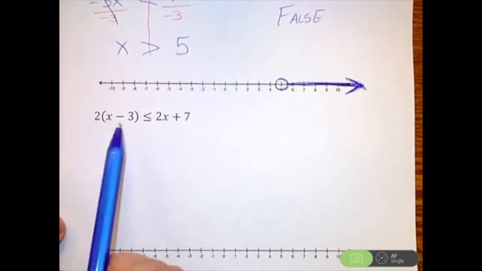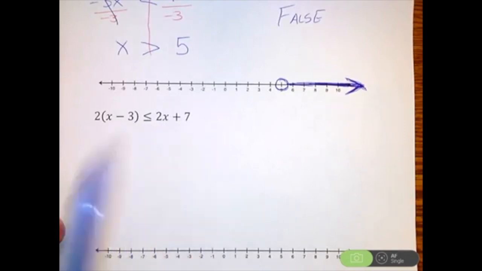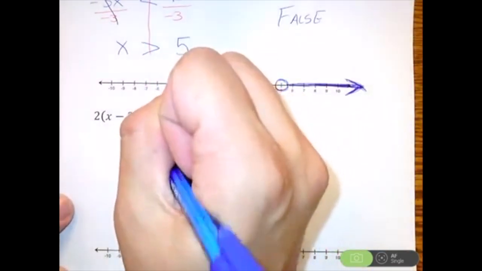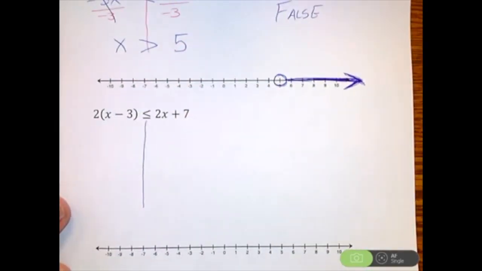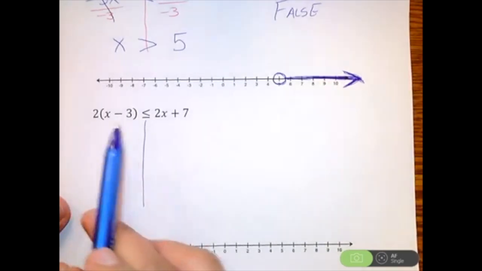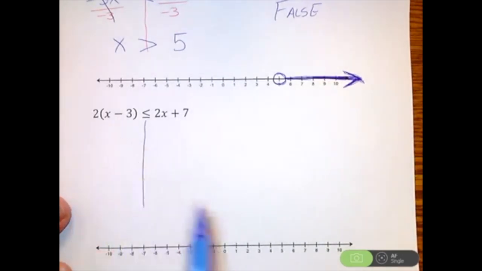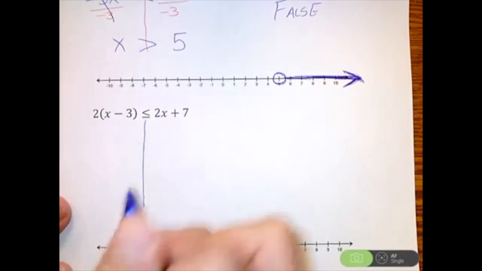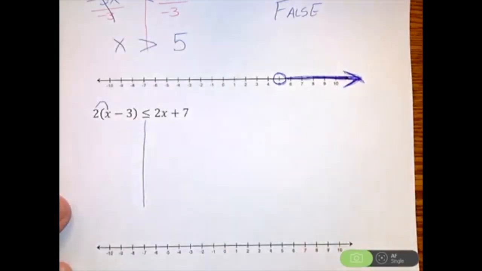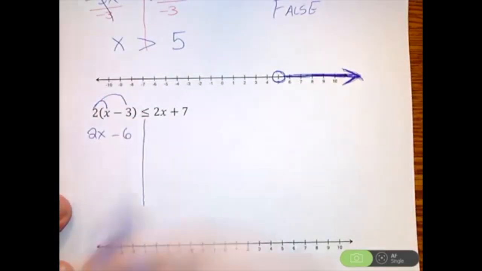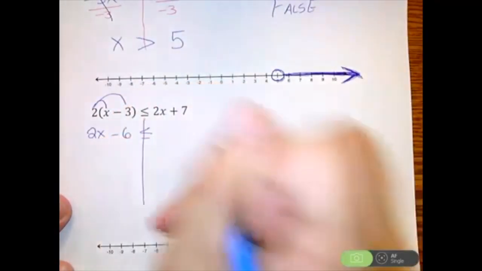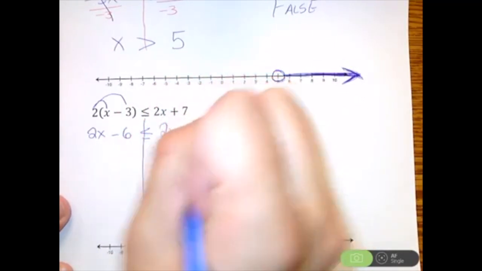So I have 2 parentheses, x minus 3 is less than or equal to 2x plus 7. A lot going on here. Still using those basic solving skills we use when we're solving equations. So first thing I'll do is when I see parentheses, I'm going to distribute here. I'm going to multiply this 2 all the way through. So I'm going to take 2 times x, which is 2x. I'm going to take that 2 times that -3. 2 times -3 is -6. So all I was doing is distributing. Nothing changes with the inequality. Nothing changes on the right side.